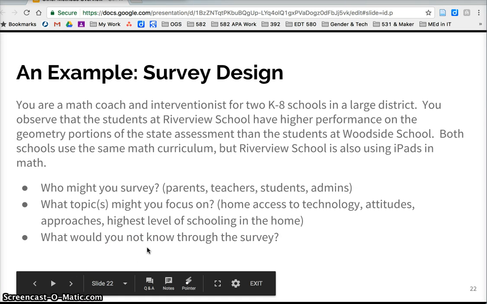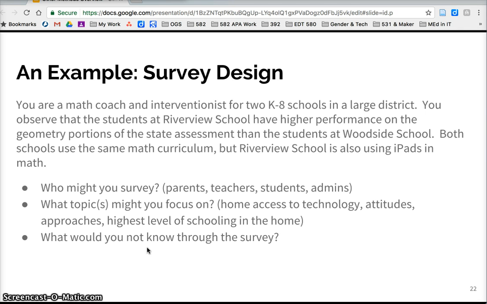So if we go back to our math coach example, for who might use survey, you could potentially do parents, teachers, students, admins, or potentially more than one group of those. You could focus on a whole variety of topics: home access to technology, attitudes, approaches, highest level of schooling in the home.